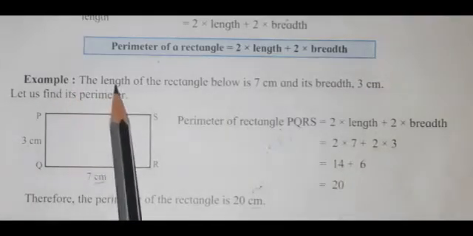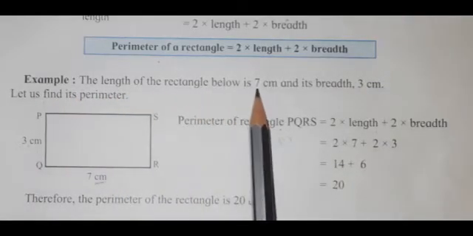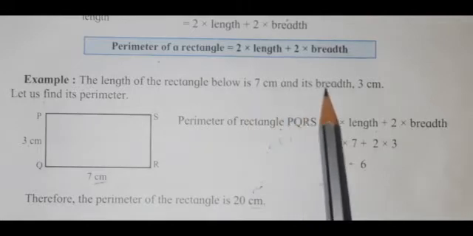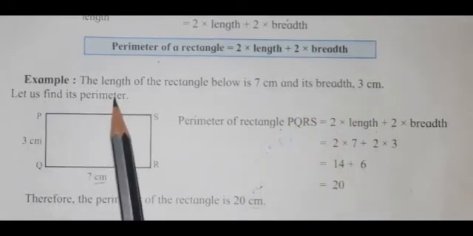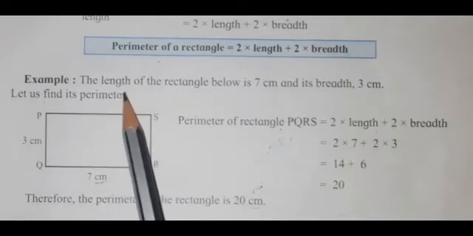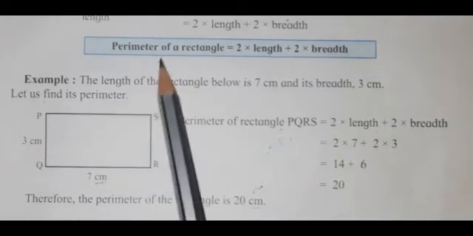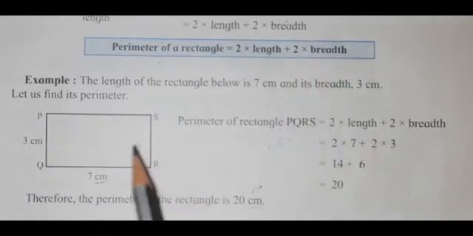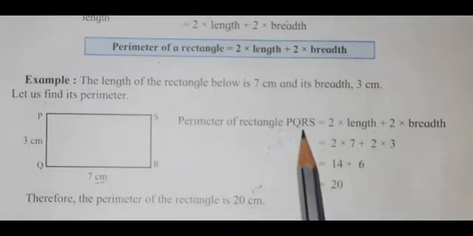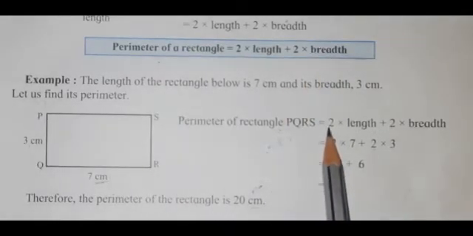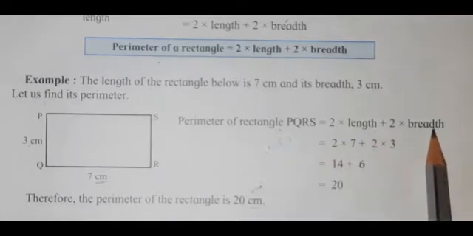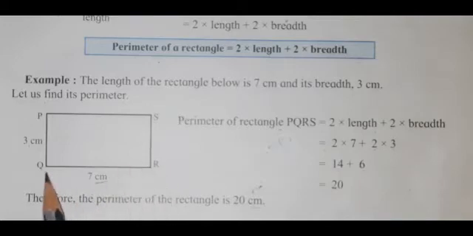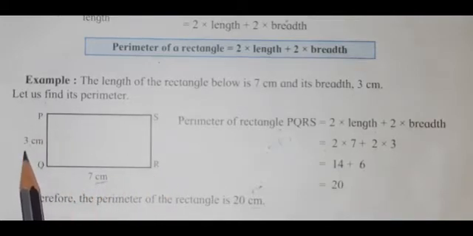Now example, the length of the rectangle below is 7 cm and its breadth 3 cm. Let us find its perimeter. Now solve this question by using this formula. So perimeter of a rectangle PQRS is equal to, formula is 2 into length plus 2 into breadth. Now see this rectangle. Here length is 7 cm and breadth is 3 cm.